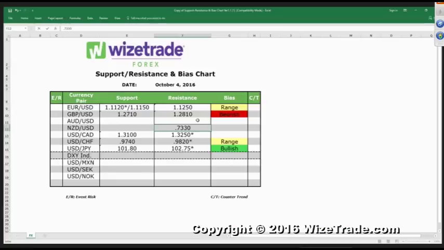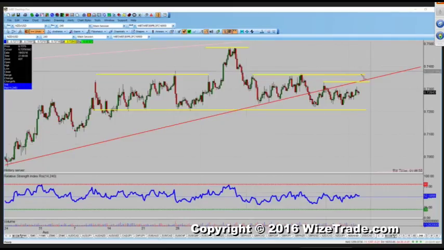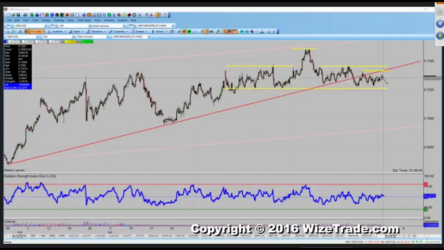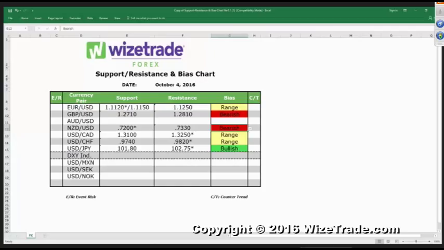73.30. This is major support. This is range. This is still bearish while we're below the red trend line. Okay. Still developing that head and shoulder pattern too, by the way. Okay. I'm going to leave it at that.